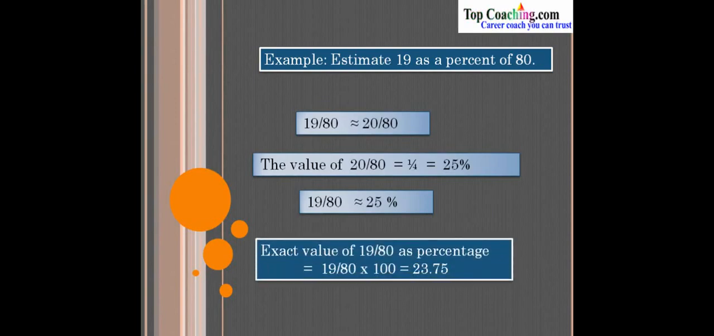If we use the calculator and find the exact value of 19 by 80 as a percentage, that would be 19 by 80 into 100, which comes out to be 23.75, nearly close to 25%. So if we have to find a rough estimate, we use the method of approximation, and using the fractional equivalent we find the estimated percentage.